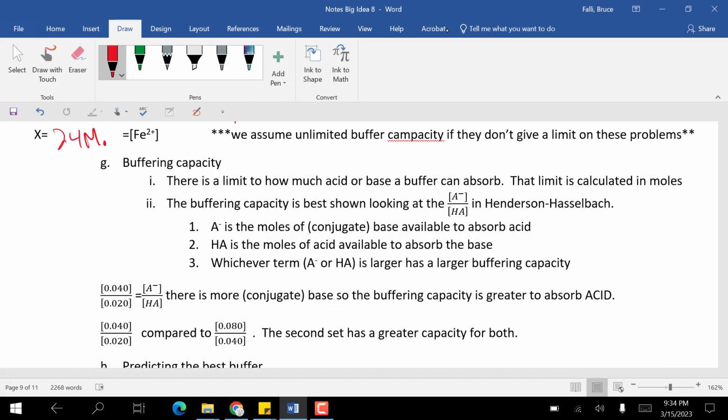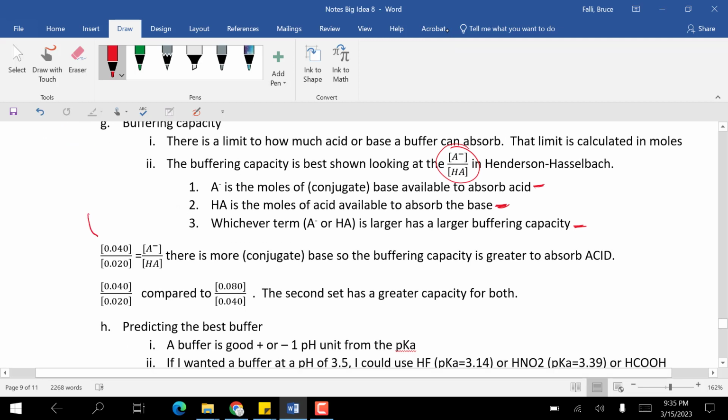The buffering capacity is best shown by looking at the A negative and HA in Henderson-Hasselbalch. A negative is the moles of conjugate base available to absorb acid. HA is the moles of acid available to absorb the base. Whichever term, A negative or HA, is larger has a larger buffering capacity. So if I have a buffer that has 0.04 and 0.02, there is more base than acid, so it has a greater capacity to absorb acid.